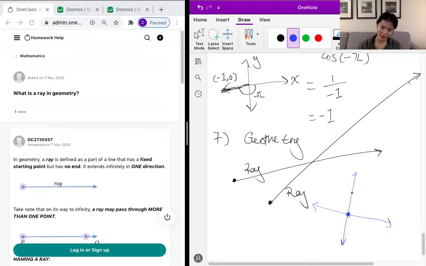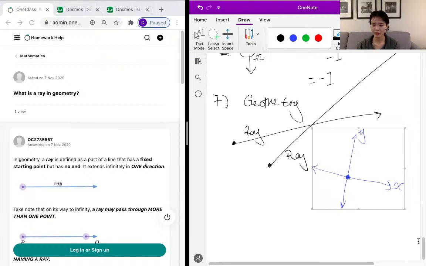So this is a ray that goes on infinitely in the positive y direction, and here's another ray that goes on infinitely towards the negative y direction. And here is our x-axis. This is a ray that goes on to positive x infinitely, and a ray that goes on to negative x, in the negative direction infinitely.